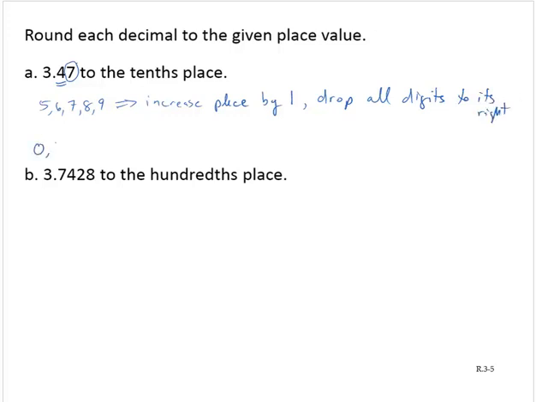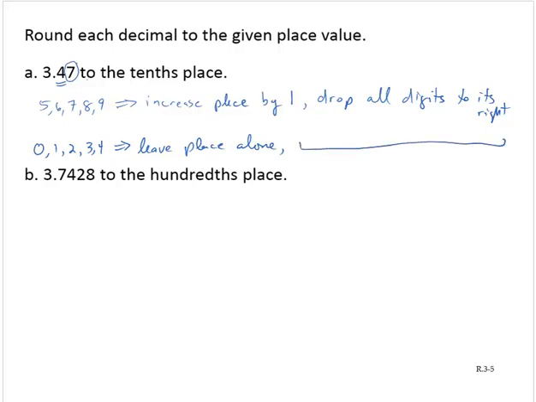If it is a 0, 1, 2, 3, or 4, we leave the place alone, and again, drop all digits to its right.